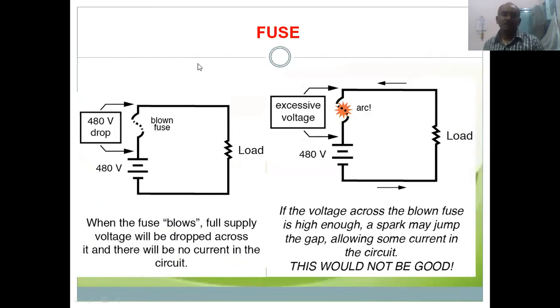Now you can see the basic circuit here. So 480 volts, one circuit, the basic circuit you already know. This is a load, this is a lamp or another load. So these are the fuses provided. What will happen? Whenever any problem occurs here, the fuse cannot bear the overload current. Then when the fuse blows, the full supply voltage will be dropped across it and there will be no current in the circuit.